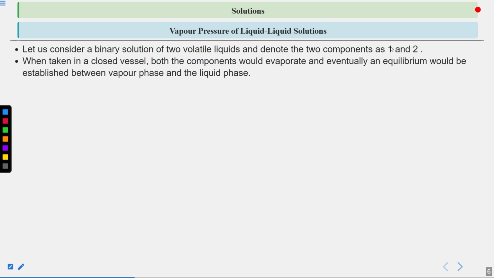If you take these two volatile components in a closed vessel, then since they can be vaporized, they will evaporate and eventually an equilibrium will be established. They will start to evaporate, and at a point the rate of evaporation, the going of liquid into the gas phase, and the rate of condensation, the gas phase going to the liquid phase, become equal. In this way we get an equilibrium between the vapor phase and the liquid phase.